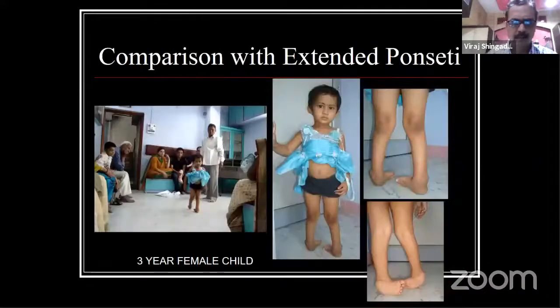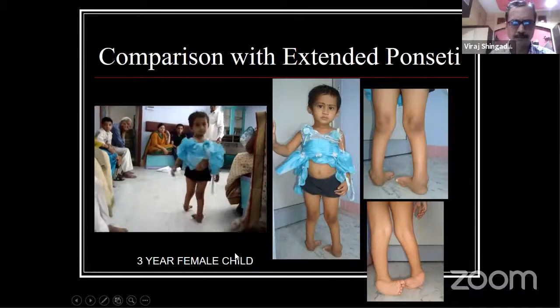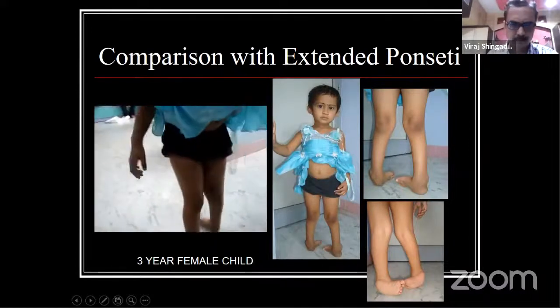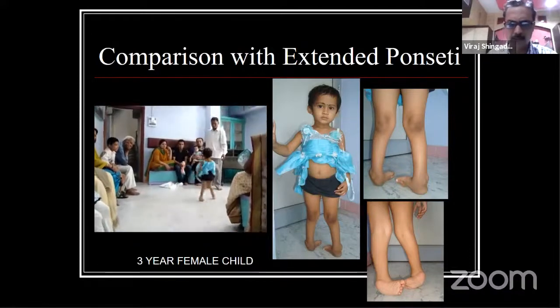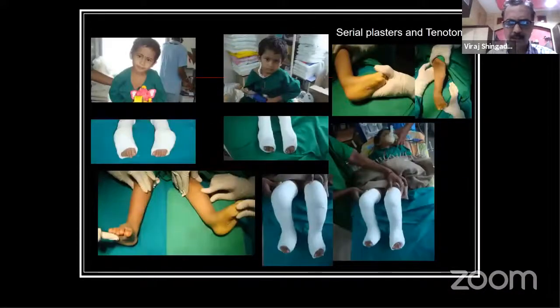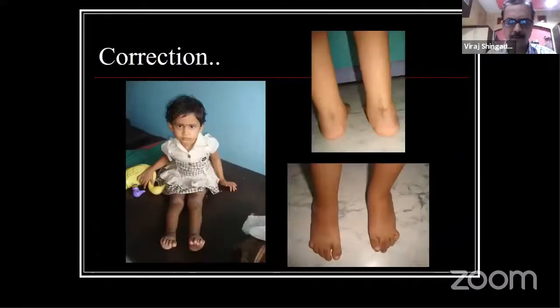The comment about a case which Alaric was discussing: when we started with the extended Ponseti indication, I'm talking about 2004 or 2005, there was a lot of boom about the extended Ponseti. This is a 3-year-old child who was walking almost on the dorsum of the foot. You see how she's walking completely on the dorsum. That is what Alaric was telling. So we could get the initial correction by serial plasters and tenotomy, and this was the correction that we got.